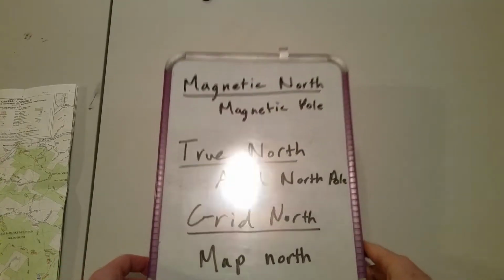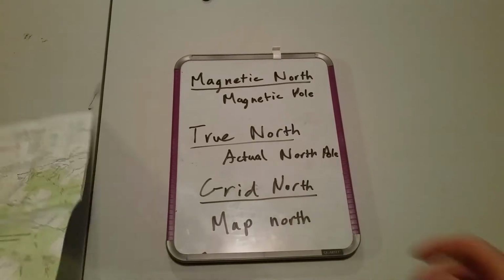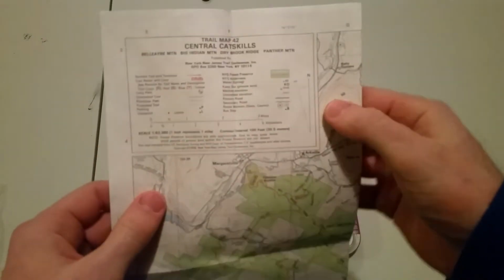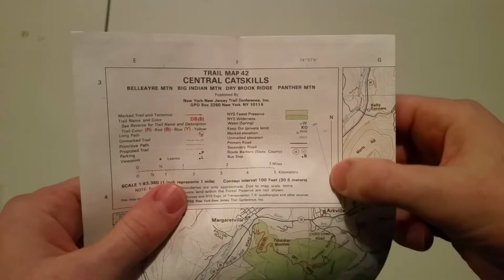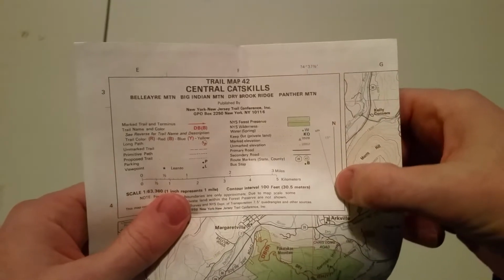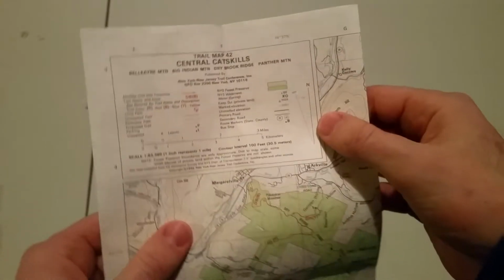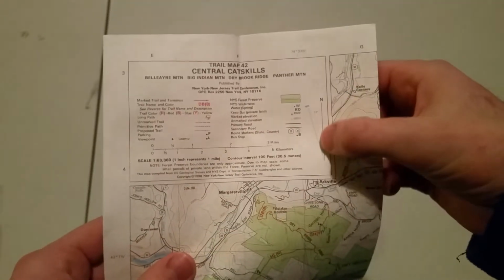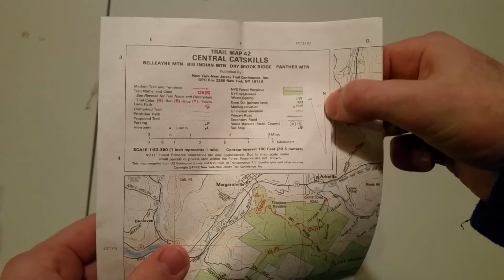I want to talk to you about the importance of knowing what grid north means. Grid north is basically the north that's printed on your map. So if you're navigating with a map, you're going to want to know what the grid north is. If it doesn't say grid north, then just look for an N, and that's your north. So when you orient your map, you want to orient your compass to the north line here. That's what they call the grid north.